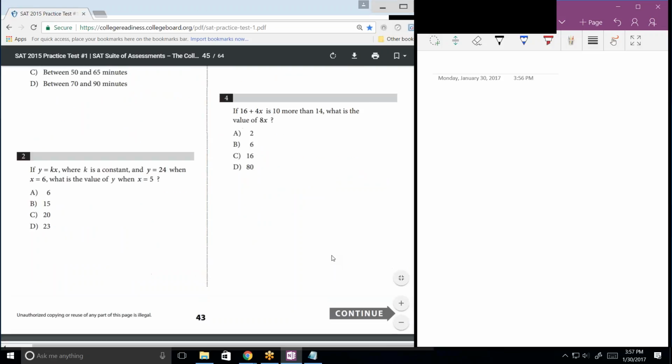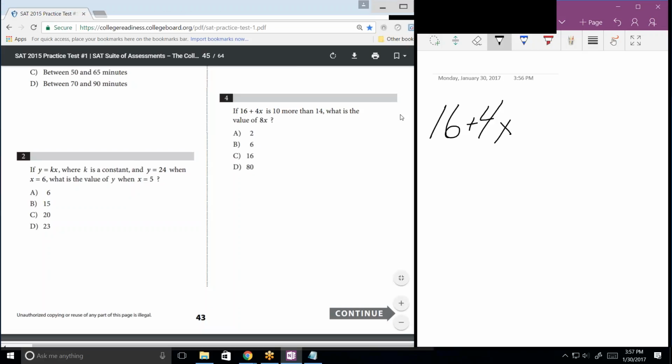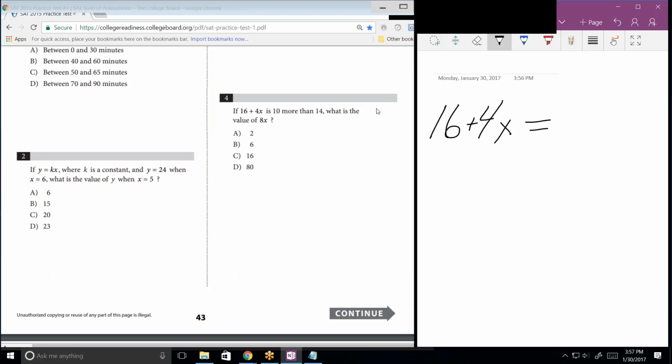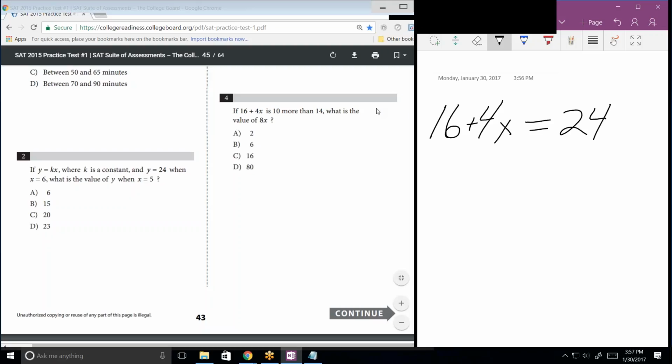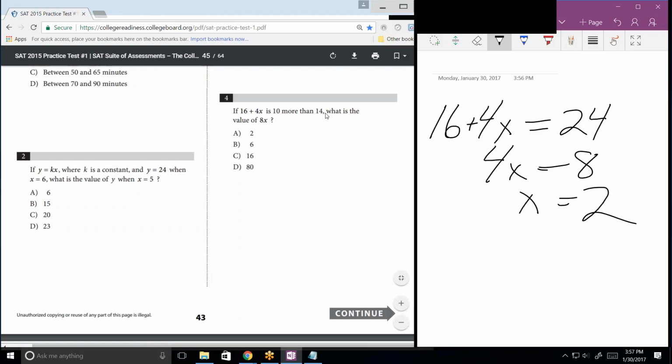Number 4. Tell me how to write the equation. 16 plus 4x, what comes next? Is it saying that's equal to 24? Yep. The "is" means equal. And 10 more than 14 is 24. Now it's easy. 4x equals 8, x equals 2. So it's all about how you translate the words into an equation.